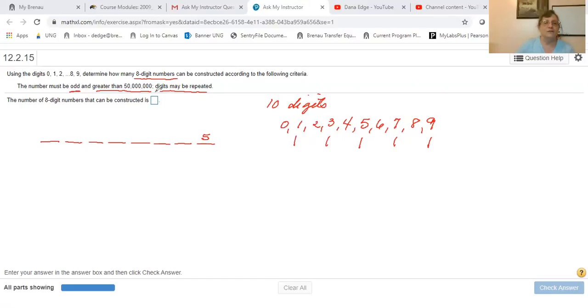It has to be greater than 50,000. Now that doesn't mean the first number has to be a 6. It means the first number has to be at least a 5. But the first number is going to have to be a 5, 6, 7, 8, or 9. So that actually is 5 numbers.